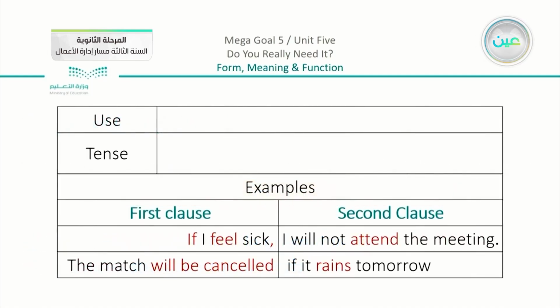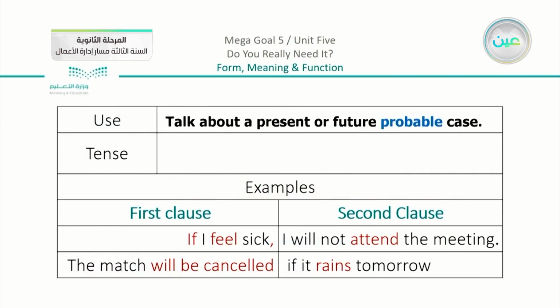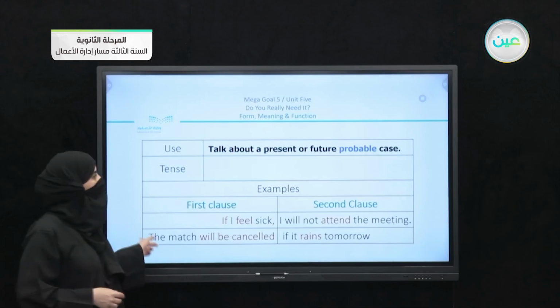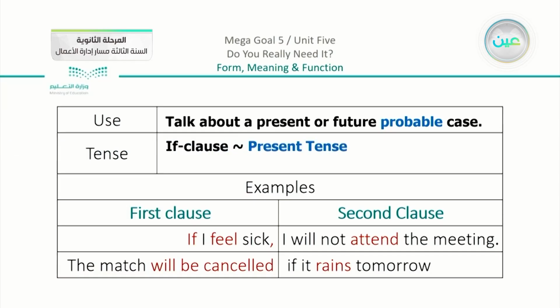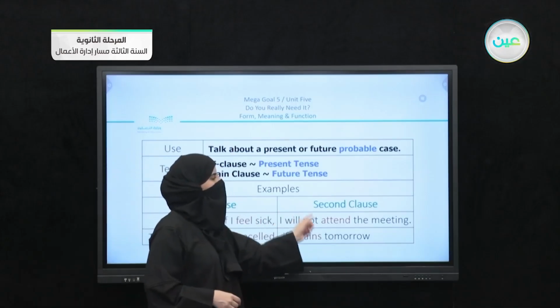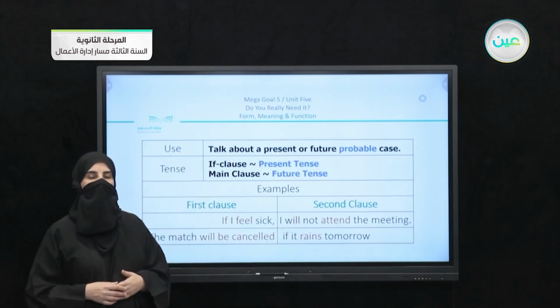Now for examples here, let's just agree that we are talking about a present or a future possibility. It is a probable case. And we have here the if clause plus the present tense, and the main clause plus the future tense. Our example: if I feel sick, I will not attend the meeting. You can see that if I feel is present simple, and in the main clause plus the future, we have I will not attend the meeting.